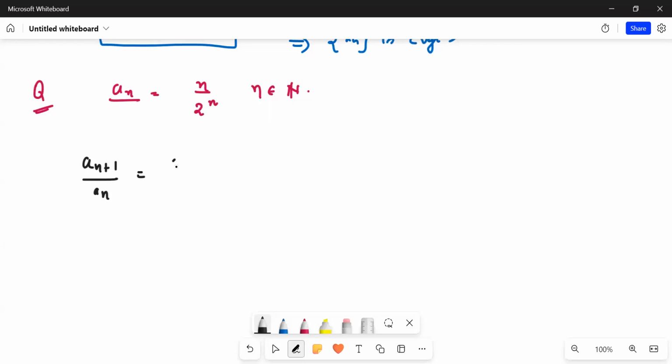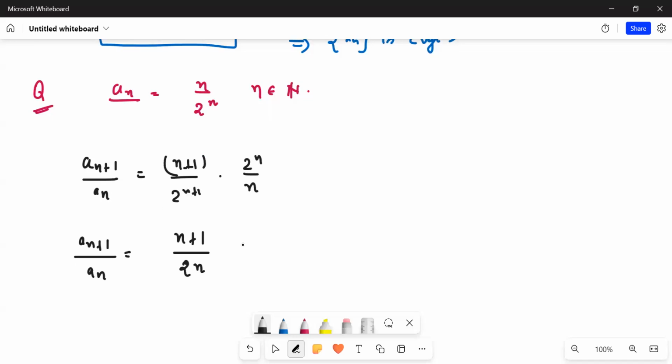So I'll take a ratio, and later we'll study something called the ratio test also. But right now, before going to an advanced thing, let us do it in the easier fashion. So what did I get? I got that an plus 1 upon an is simply equal to n plus 1 divided by 2n. Is that clear?